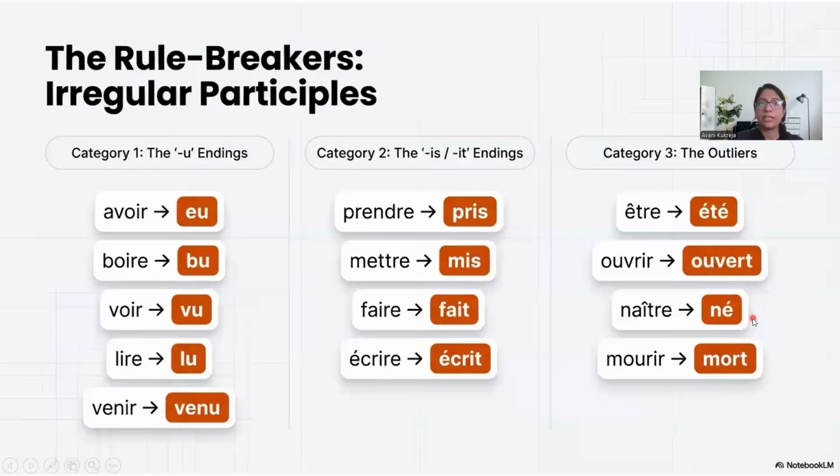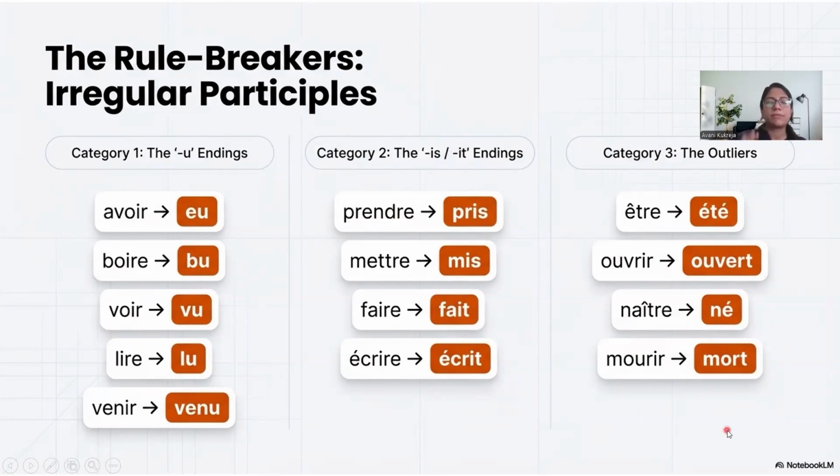These are some irregular verbs, which you can say are irregular exceptions. For example, avoir, the past participle is eu. Boire, it's bu. Voir, vu. Lire, lu. Venir, venu. For prendre, it's pris. For mettre, it's mis. Faire, fait. Écrire, écrit. And completely irregular, être is été, ouvrir, ouvert, naître, né, mourir, mort. So these are irregular verbs which you'll have to eventually learn.